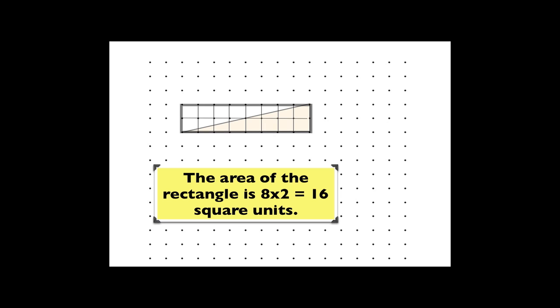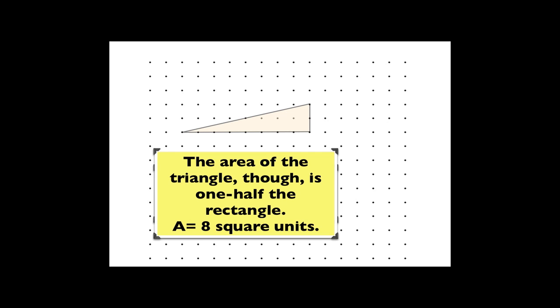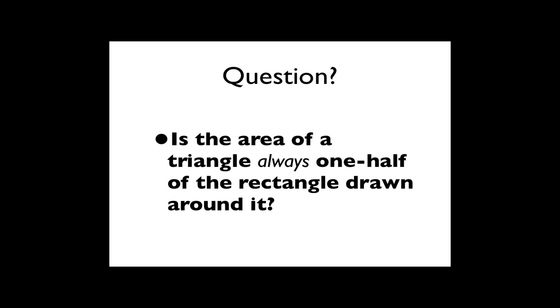But one thing you'll notice if I put the triangle back in is that the triangle is exactly 1/2 of that rectangle. And that makes the area of the triangle very easy to find. Because if the area of the triangle is 1/2 of that rectangle, then that makes the area of the triangle equal to 8 square units. And so that may bring up a question. Is the area of a triangle always 1/2 of the rectangle drawn around it? Let's look at another example and see if that helps us.